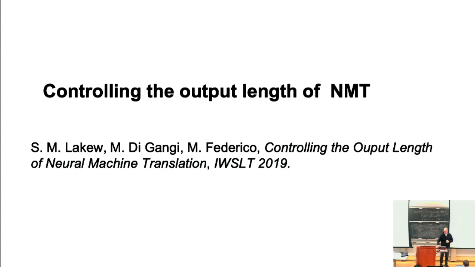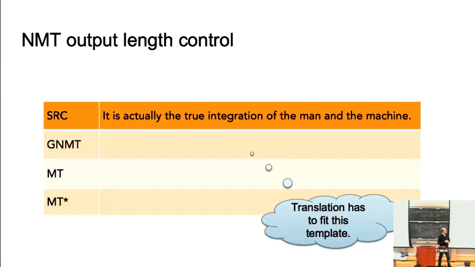So the idea is that you might have a layout that you want to preserve. Think about even document translation. You translate a slide, and the translation of a bullet point should fit the space of the original. You don't want to break the layout of the document in general.